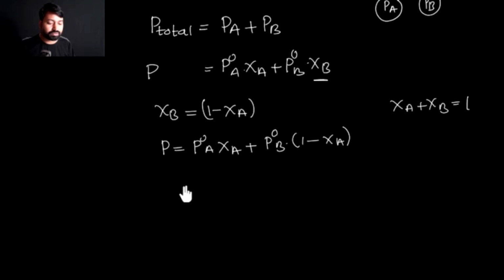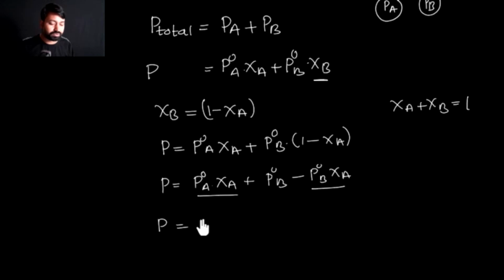In the next step, P equals P naught A into xi A plus, multiplying P naught B into 1, that is P naught B, and minus P naught B into xi A. Now you can take these two terms as one side. The P total equals P naught A into xi A minus P naught B into xi A, and along with that, we keep the remaining term, P naught B.